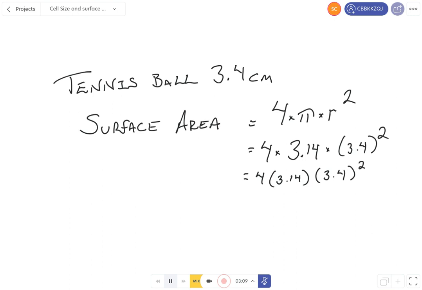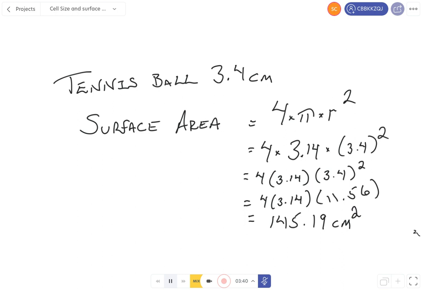And so when you take 3.4 and square it, you're going to get a new number, and that's going to be multiplied into the rest of the mix. And that number is going to be 11.56. Then you just multiply straight across to get 145.19 centimeters. That's the surface area. It should be centimeters squared.